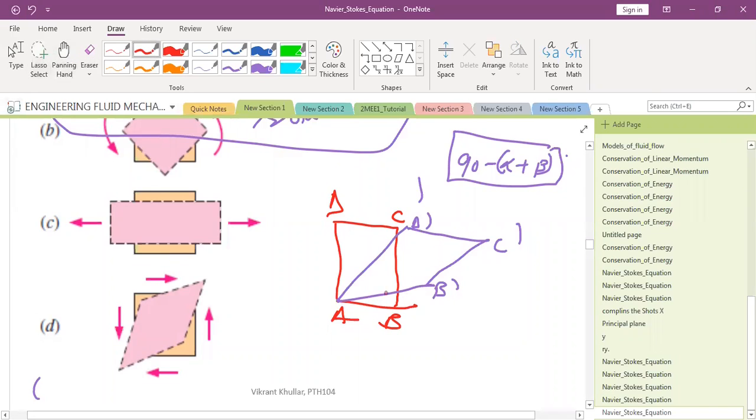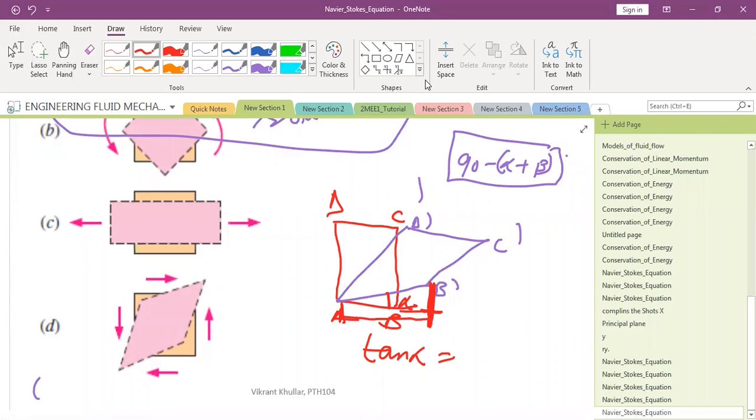So what do you think this angle will be? This is, say, alpha. So you know that tangent alpha should be what? B dash B by AB. This should be this upon this thing. So what is this? What will be this equal to? Anyone?